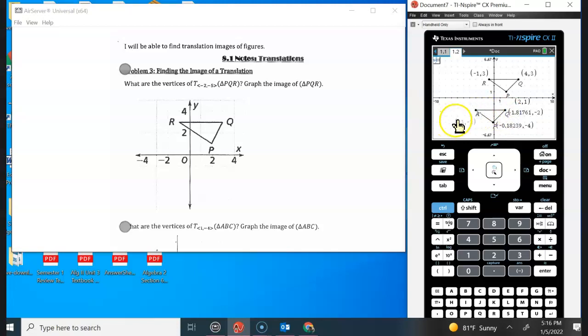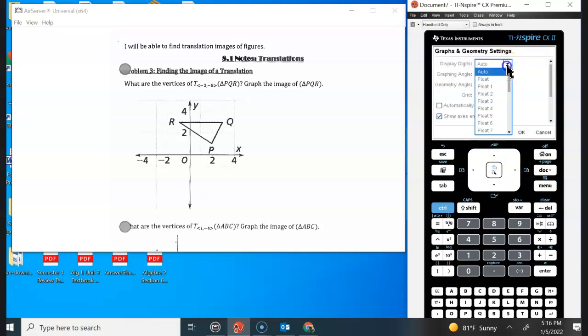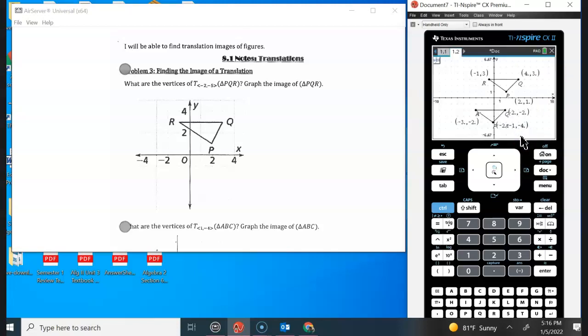Now, if you get something like what you got right here, what you can do is, maybe this will work, go to Settings. You can go to maybe float, fix at 0. Let's see if that helps out. Not really.